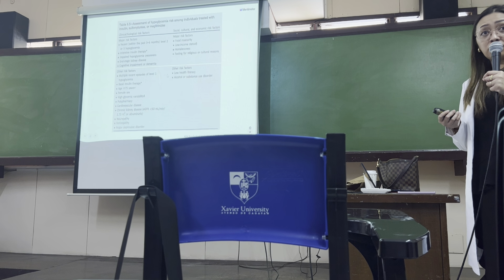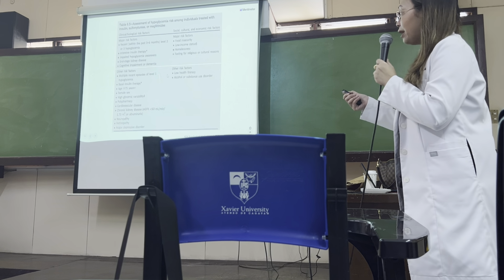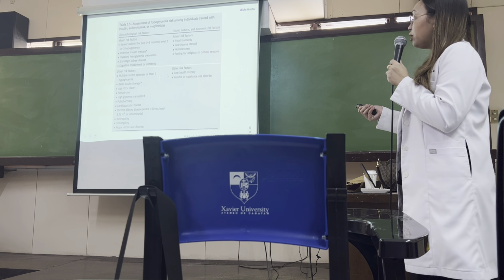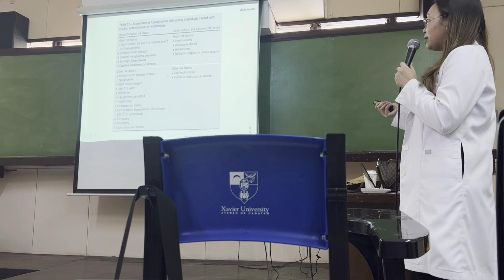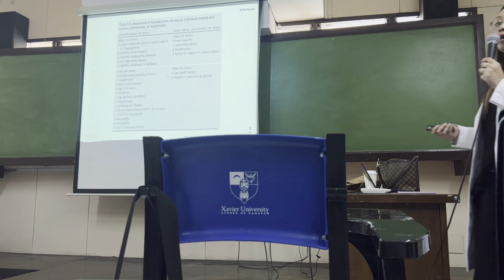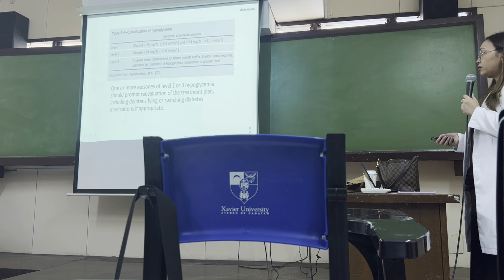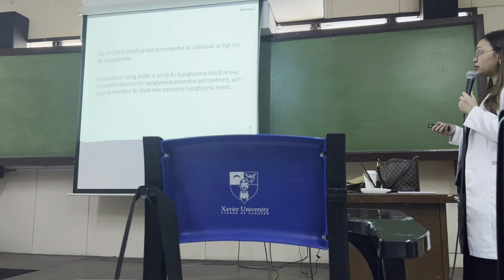And what about the drugs, no? Again, there will be a separate lecture on the pharma drugs in DM, but take note of the drugs associated with hypoglycemia. Insulin, no? Your sulfonylureas, your SUs, or your meglitinides, no? So these are the drugs that are at high risk for hypoglycemia. Other risk factors are as follows. Okay, level 1, glucose should be less than 70 and more than 54. Level 2, glucose less than 54. Level 3, as what we mentioned.